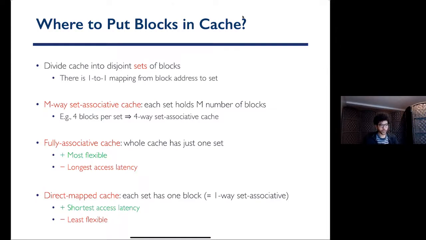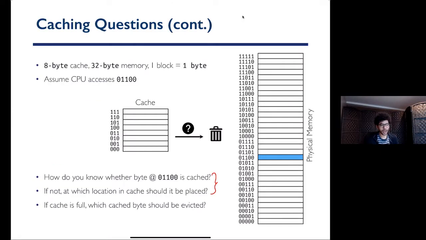So if I have 4 blocks per set, that means that my cache is 4-way set associative. Now, let's go back to the example we saw here. Let's say I want to have a 2-way set associative cache. That means that each set is going to have 2 blocks. In this case, each block is a byte. So I'm going to have 2 bytes per set. My cache has 8 bytes, so I'm going to be having 4 sets because each set has 2 blocks. So the number of ways per set and the size of the cache tells us how many different sets we have in the cache.